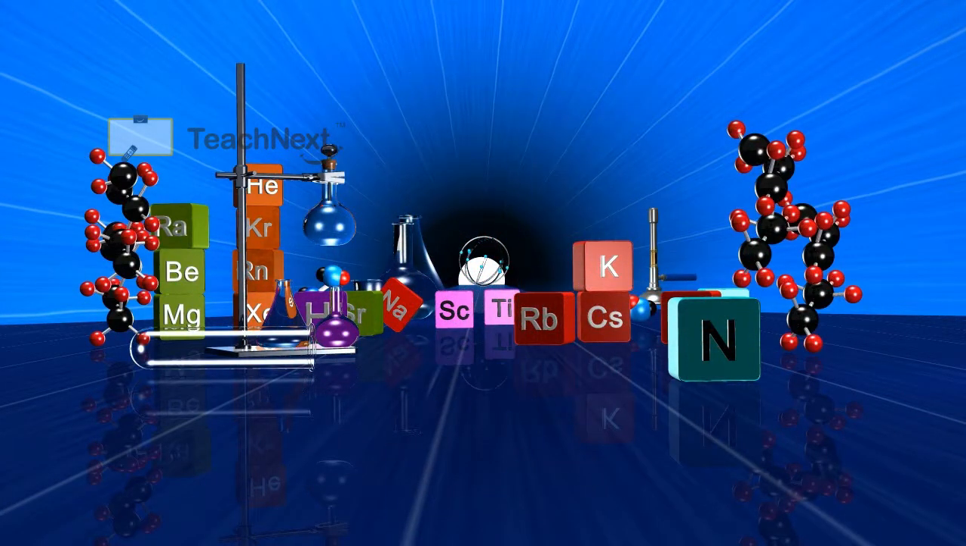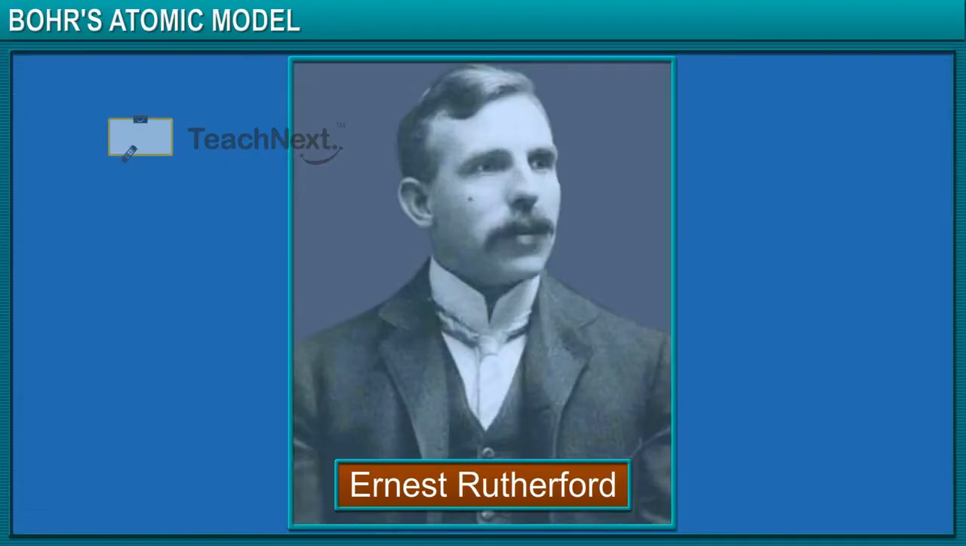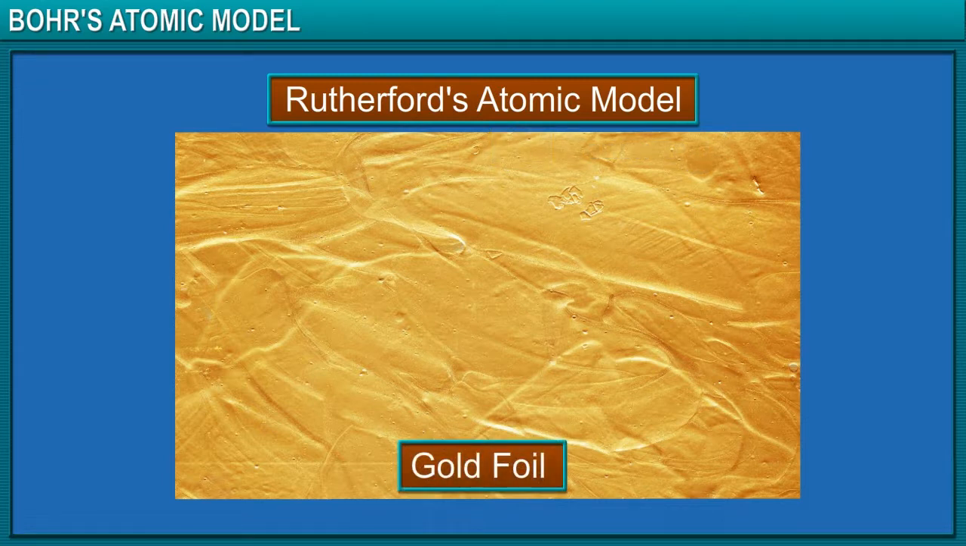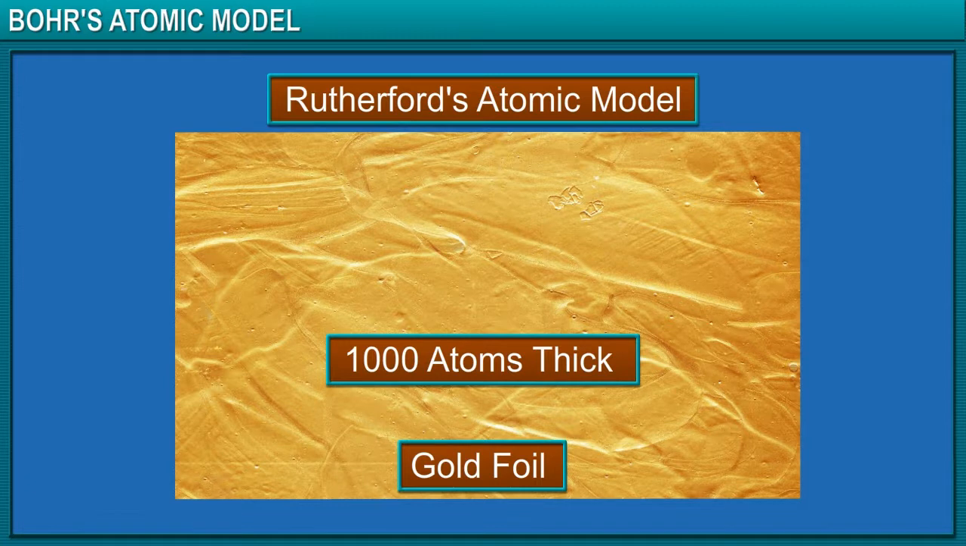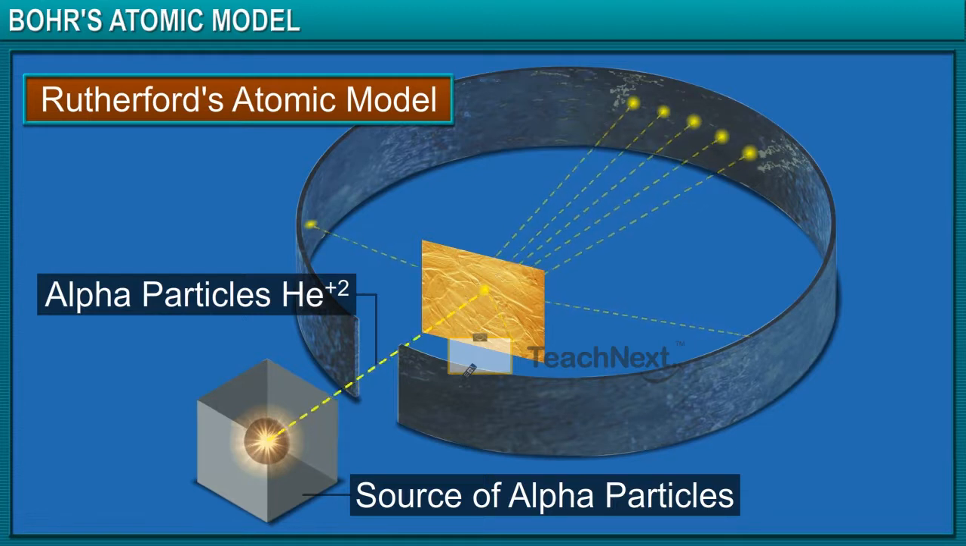In this module, you will learn about Bohr's atomic model. Thomson's student Ernest Rutherford conducted an experiment using gold foil which disproved Thomson's model. For his experiment, Rutherford used a gold foil which was about 1000 atoms thick. He made a narrow beam of alpha particles fall on the gold foil. Alpha particles are doubly charged helium ions and have a mass of 4 atomic mass units.